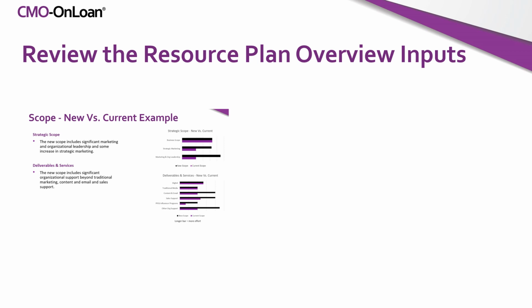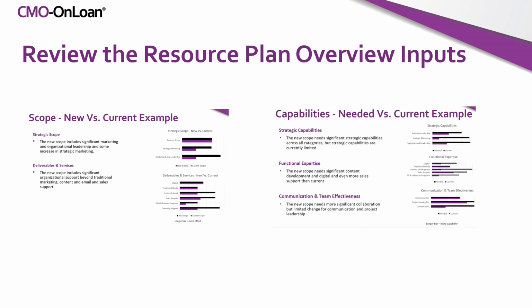So let's start by looking again back at the resource plan overview. We did the scope, specifically new versus current, and what you need to think about, and that's going to help you. It already helped you with the structure, and now it's going to help you again with what specifically people need to do. And the same thing is true with capabilities, which you also started specifically addressing with that team structure and the different levels. But these two things are great to have.